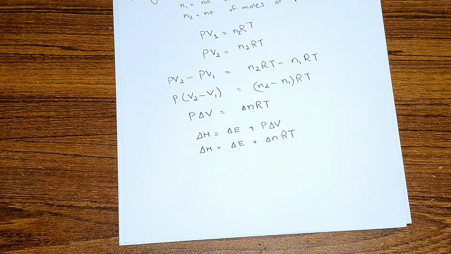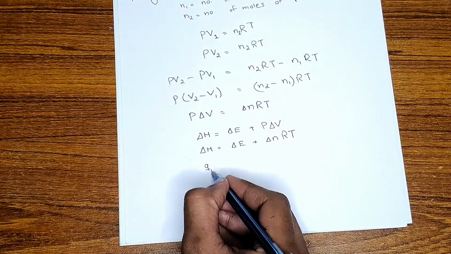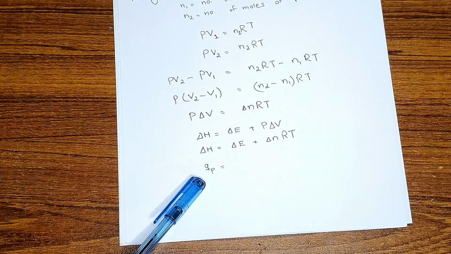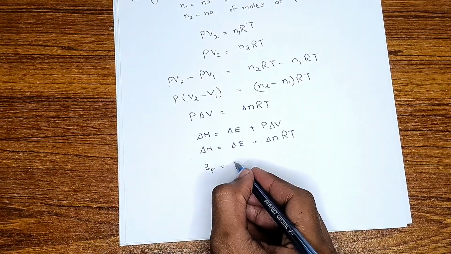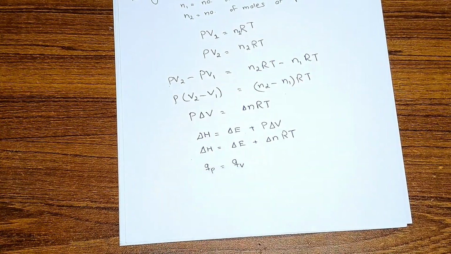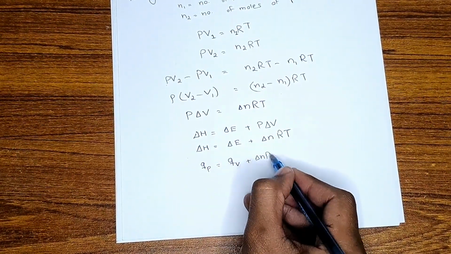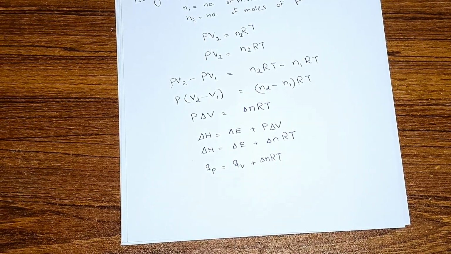So now, as you know, in case of delta H, the pressure is constant. So I can write delta H as QP. Delta H is actually the heat content of a system when the pressure is constant. Similarly, delta E is actually the heat content of a system when the volume is constant. So now the next thing is delta N RT. Okay, so this equation represents the relationship between delta H and delta E of the gases. So that's the final equation.